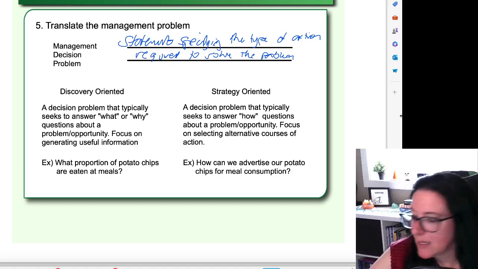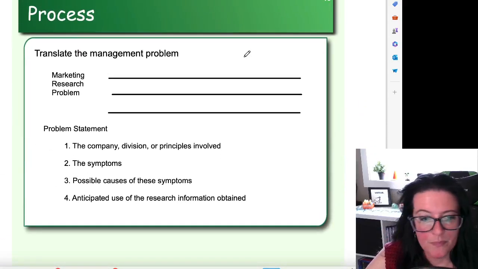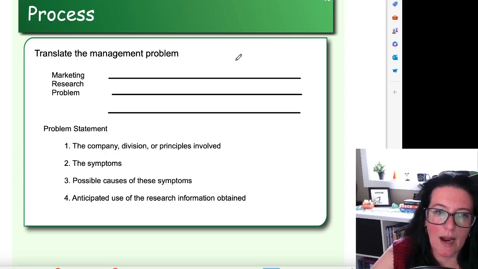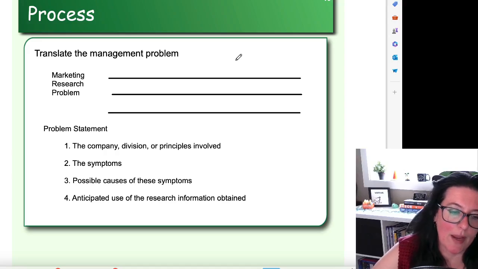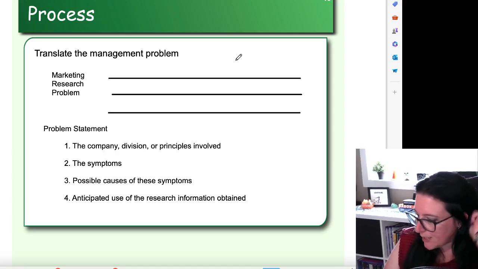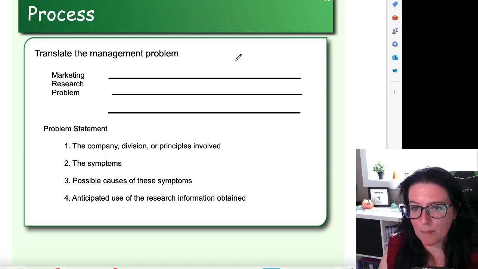Okay, now an example of, so let's look at how we can take our management problem and turn it into a research problem. So I'm just going to define this research problem here, and then we'll work through an example.